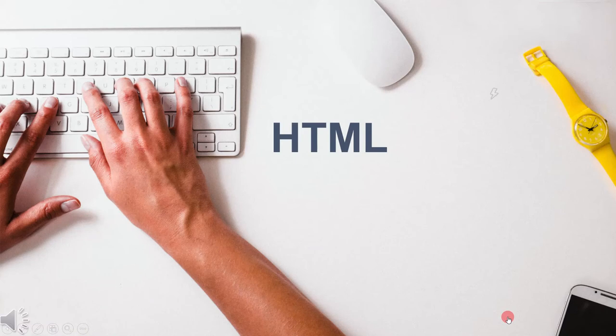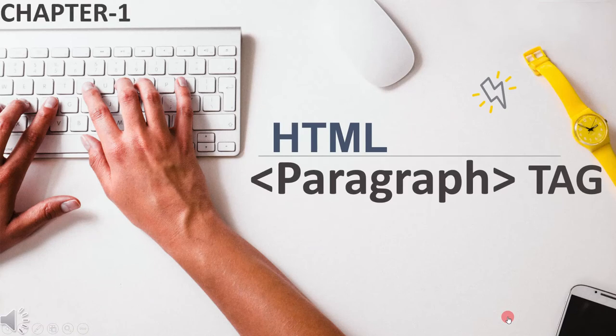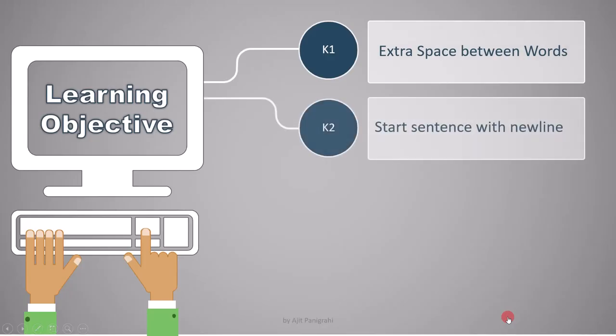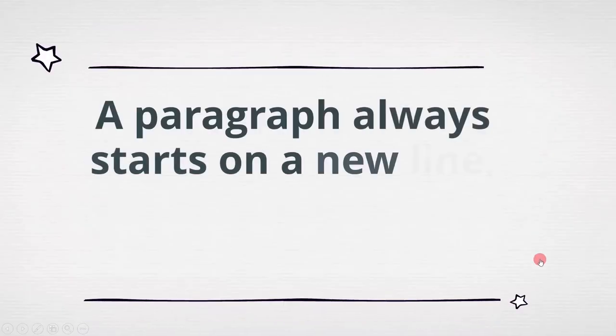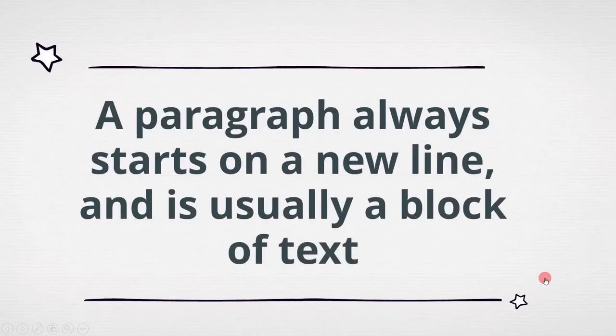In this lesson, we will go through the structure of the HTML paragraph tag, and at the end of this lecture, you must know how to put extra space between words, how to start the sentence in a new line within a paragraph. In HTML, a paragraph always starts on a new line and is usually a block of text. This point is very important, and we will understand this in some time with the help of an example.